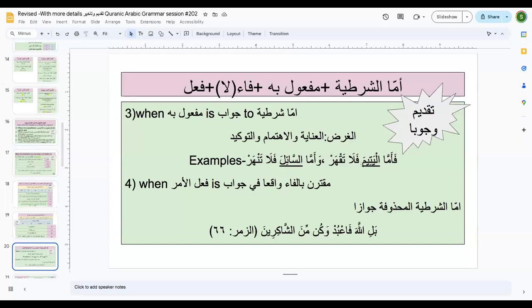The other example, فَأَمَّا الْيَتِيمَ فَلَا تَقْهَرْ. So la taqhar, you are not supposed to shun away and rebuke, right? La taqhar al yatima, think of it like that. But when there is amma shartiya, what happens? The order is going to be changed. It is wajib for it to be changed. The maful bihi is going to be after amma shartiya, and the fail is going to start with fa.